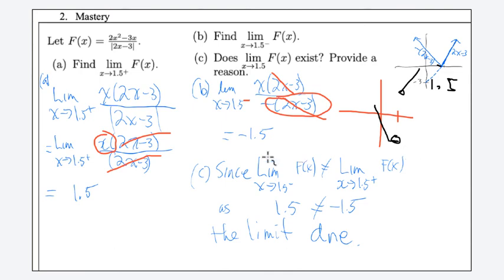So the limit on the left side is not the same as the limit on the right. Oh, and I just mixed these up again. That should say, on the left side, on the negative side, it was negative 1.5, and on the right side, it was positive 1.5. So the limit does not exist. Okay, hopefully that helped.